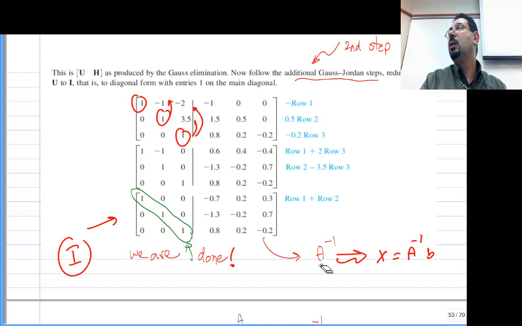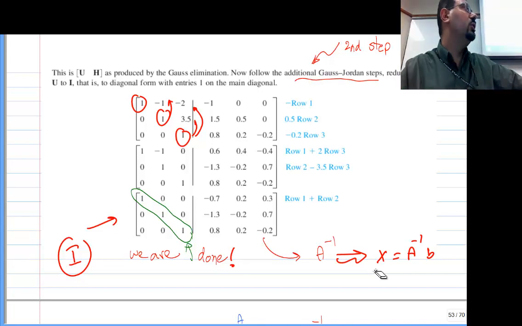Okay? So again, why is that useful? Because now A minus 1, you multiply by B, you get the X. So the homework problem is, well, get the A minus 1 by Gauss-Jordan, and then use it to come up with a solution.